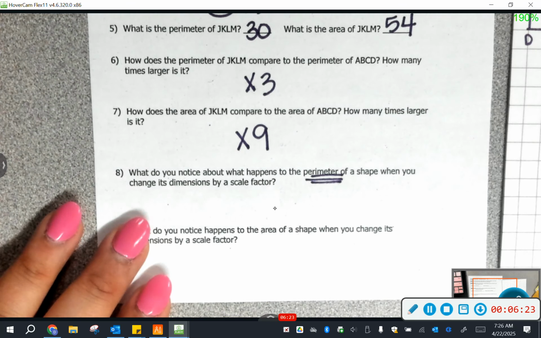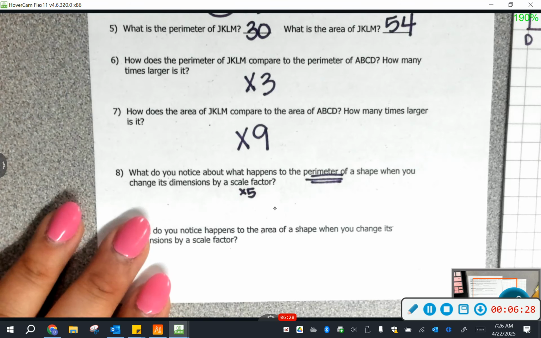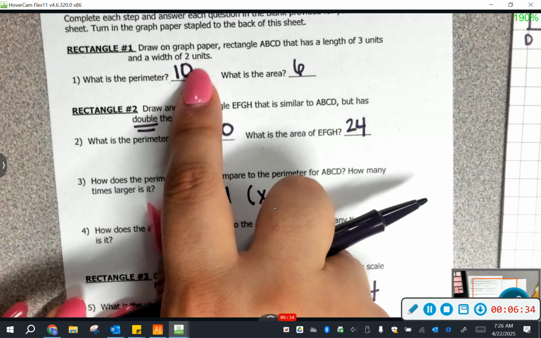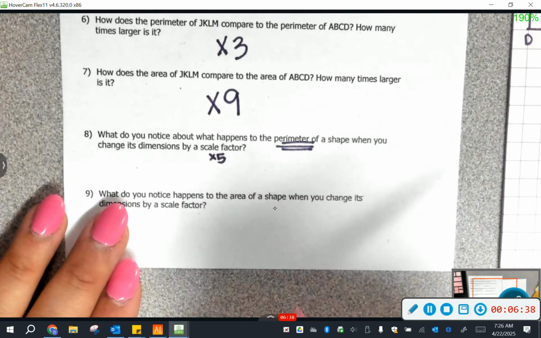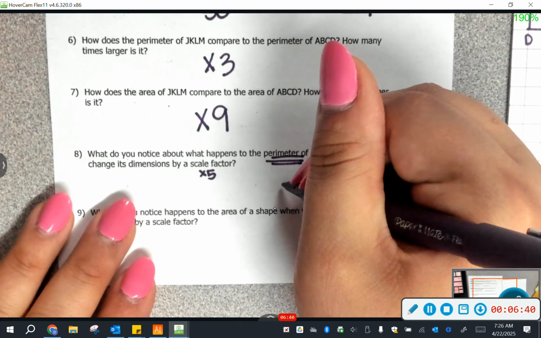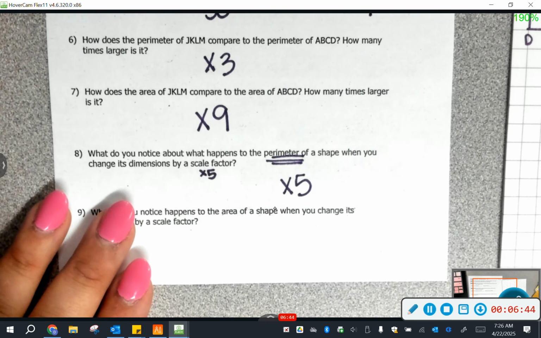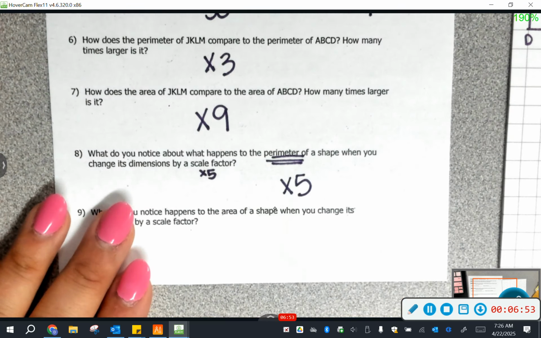If I multiply the dimensions by a scale factor of 5, what's going to happen to the perimeter? Smaller. Well, what happened when I did times 2? Starting from the beginning. If I multiply it by 5, my perimeter will also multiply by 5. This is what I need you to learn today. Whatever you do to your dimensions, the same thing is going to happen to the perimeter.